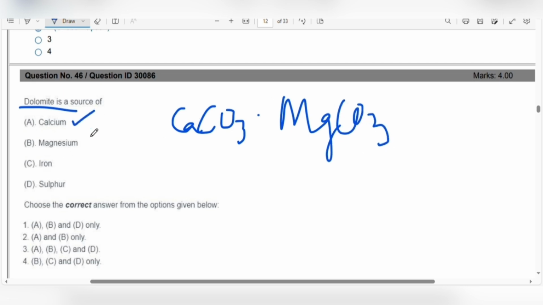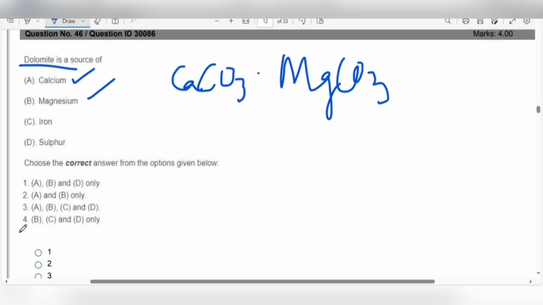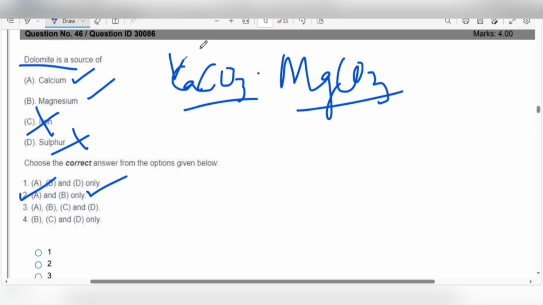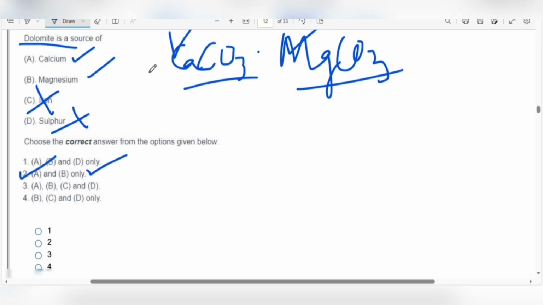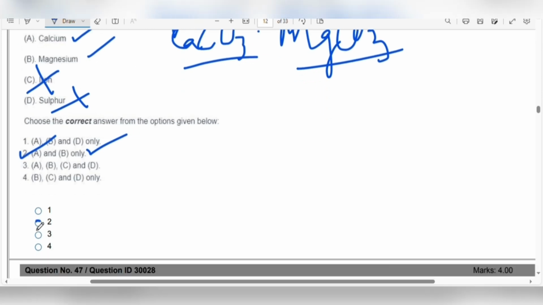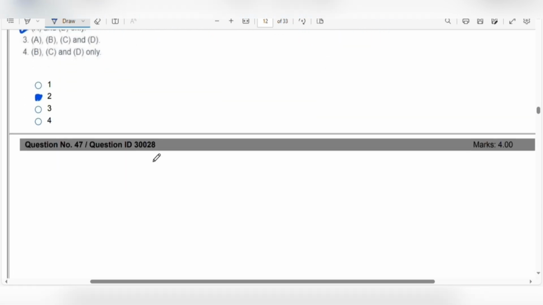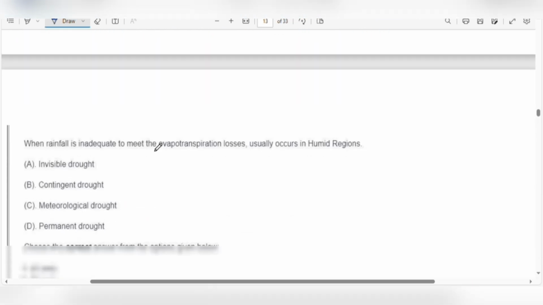So it is the source of calcium and magnesium, and the option will be A and B only. It does not contain iron, it does not contain sulfur. It contains calcium carbonate, magnesium carbonate. So it is the source of Ca and Mg, and it will be A and B only. Option 2, right? That's a very easy one. Moving on to the next question.